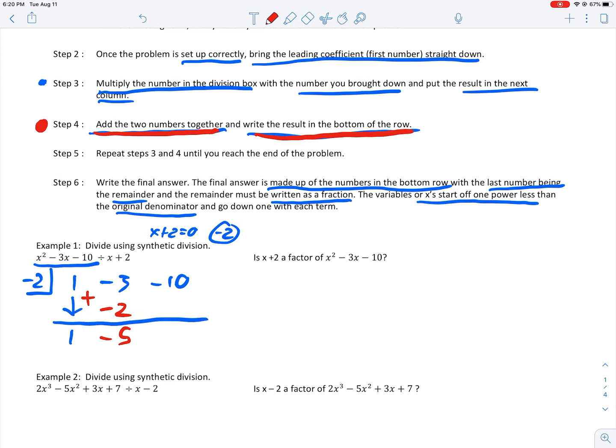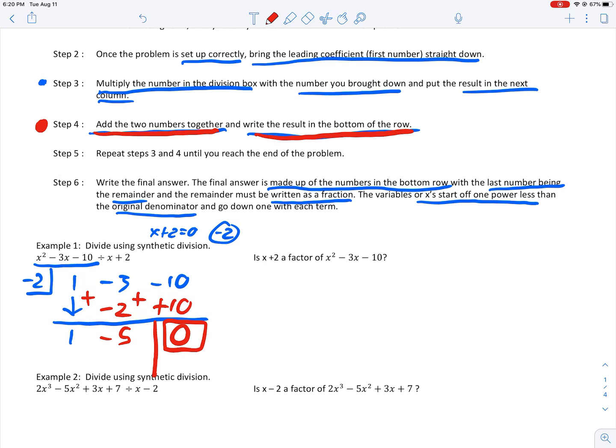And now I'm going to repeat. Negative 5 times negative 2 gives me positive 10. Then I'm going to add these two numbers and you get 0. I like to put a little line here to separate this number. The last number is always your remainder. So that tells me x plus 2 divides into my trinomial evenly because the remainder is 0.